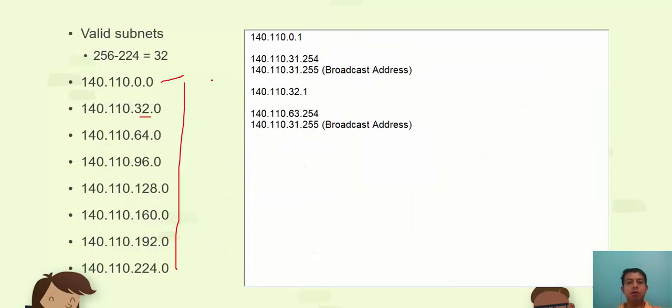140.110.32.1. Now in my first subnet, the range is from 140.110.0.1 to 140.110.31.254. And in the second subnet, it starts from 140.110.32.1 to 140.110.63.254. Now, the IP address that was given was 140.110.32.1. It was asked in which subnet 140.110.32.1 belongs. Now, this belongs to the second subnet, because in the second subnet, the addresses start from 140.110.32.1 to 140.110.63.254. So you can simply say that this IP address belongs to this second subnet. Clear? So given any IP address, you can find out the subnet to which it belongs.